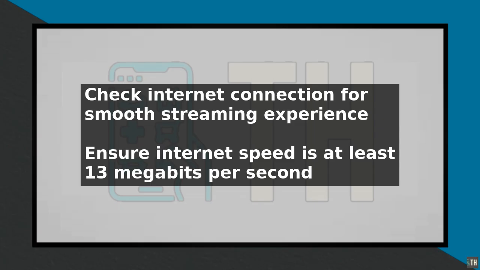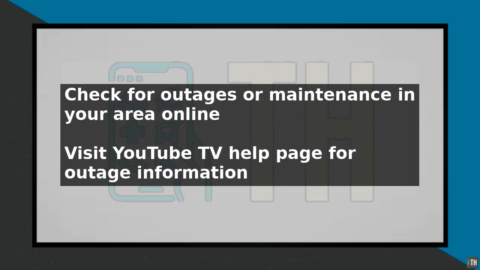If there are no outages, proceed to check your device and app. Ensure your device is compatible with YouTube TV and that the app is up to date. If you are using a streaming device, try restarting it. For smart TVs, restart the TV and the YouTube TV app. For mobile devices, close the app, restart your device, and then reopen the app.